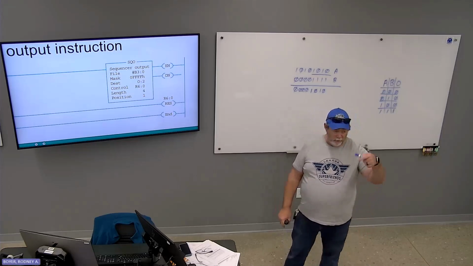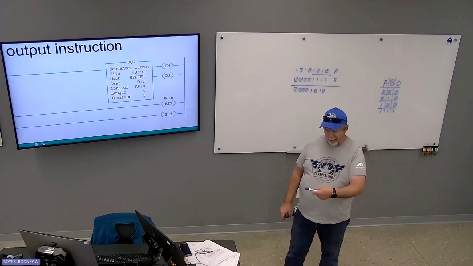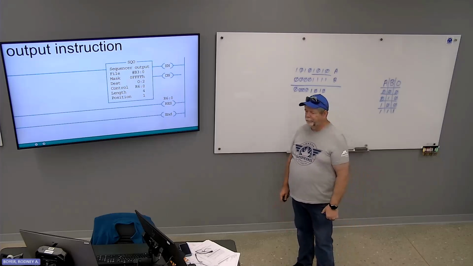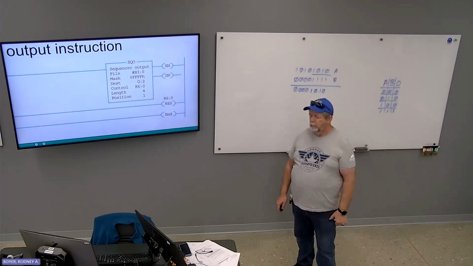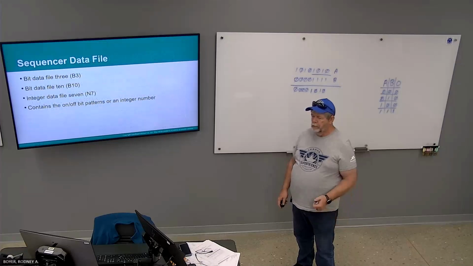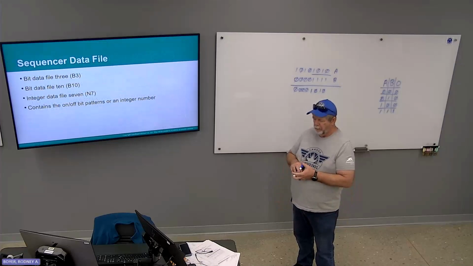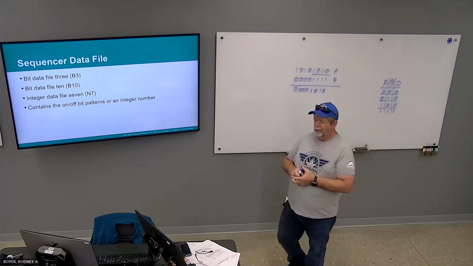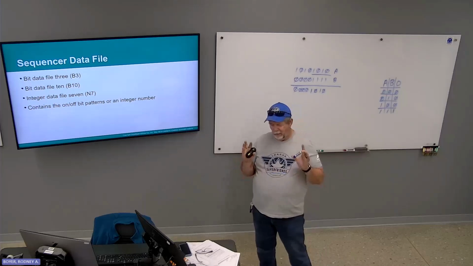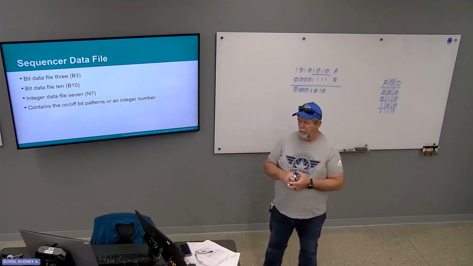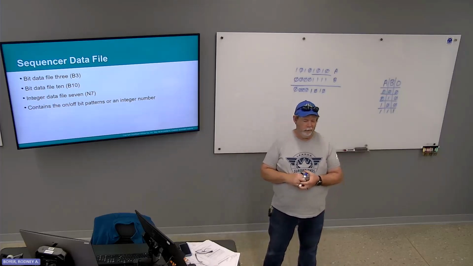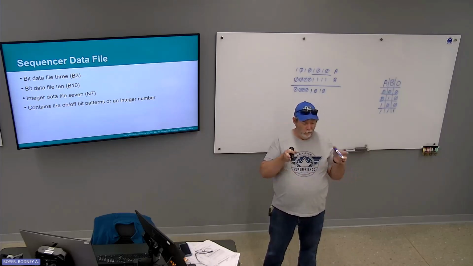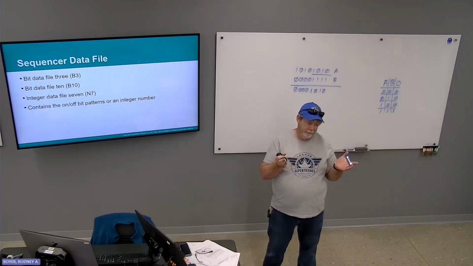Length again is just how many steps there are, and then position is where it's actually at. And that position number comes from the control register. Okay. Signature data file, B3, B10, and 7 just contains the on-off bit pattern or an integer number, which it doesn't care if it's an integer number or not. It's going to look at the individual bits that make up the integer.